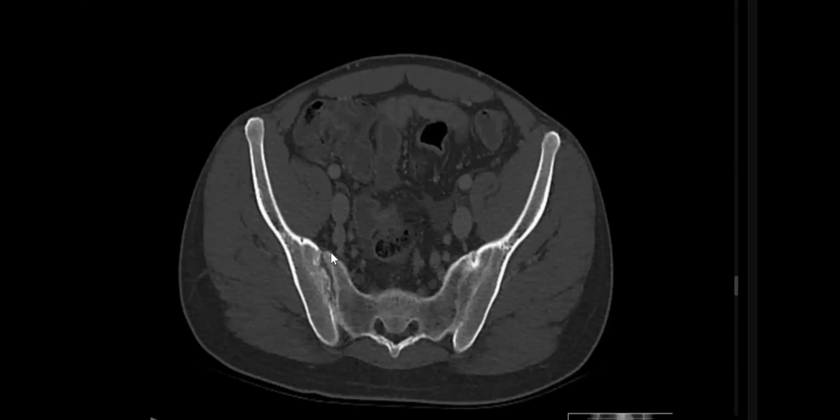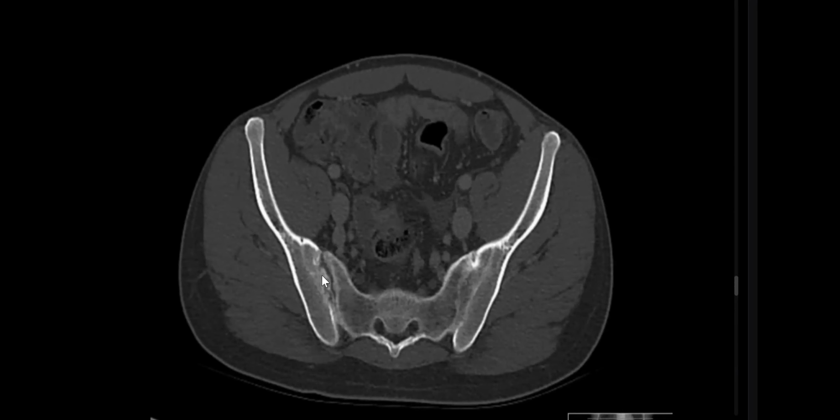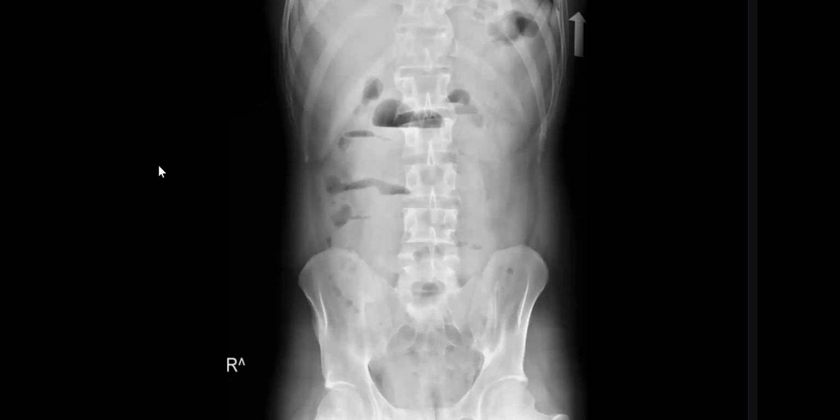It's supposed to be bilateral and symmetrical here, but this is not symmetrical. I agree, it should be symmetrical. Here it is symmetrical, but definitely it's a sign. Very good. Back to the plain radiograph now.